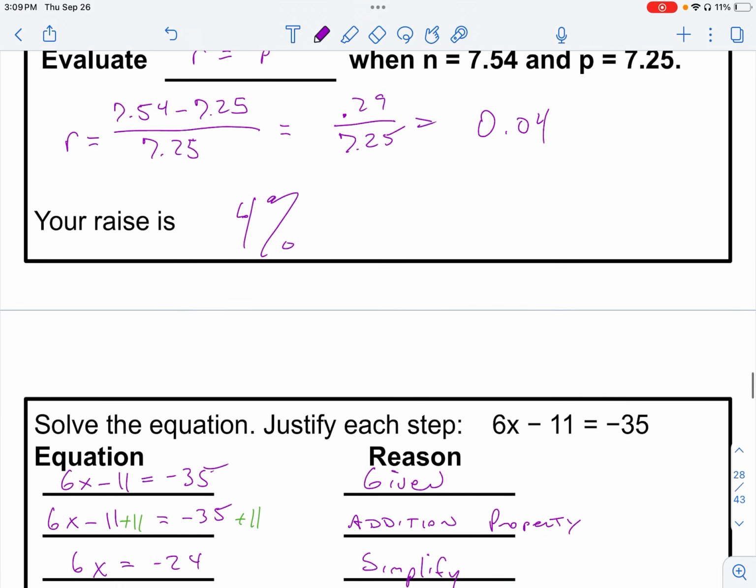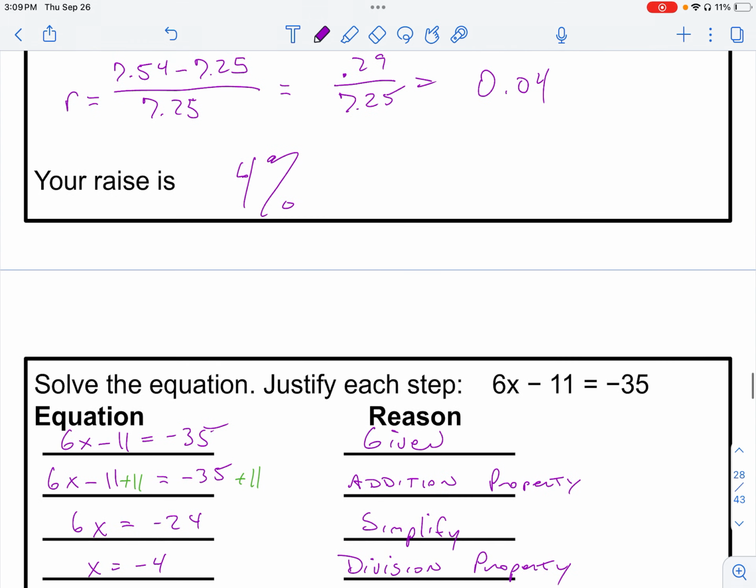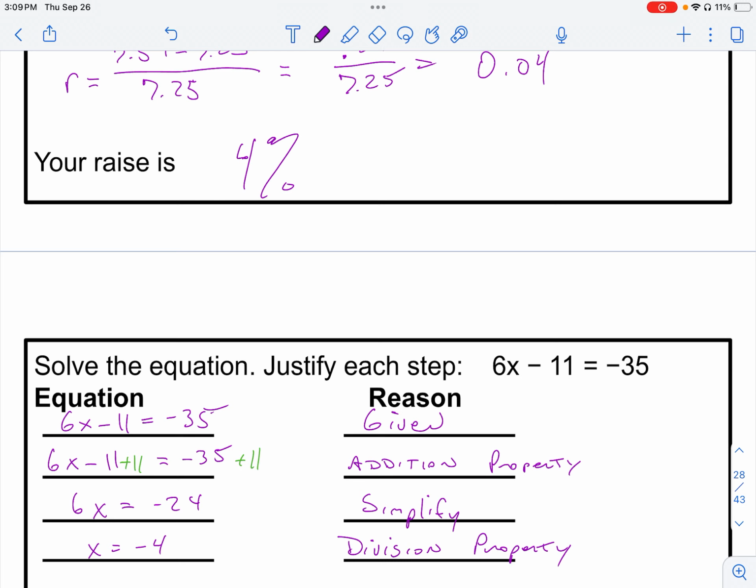We're going to simplify and combine like terms. So we get 6x equals negative 24. And then we're going to divide by 6. That's our division property. We end up with x equals negative 4. Check your work, but I'm sure it's looking great.